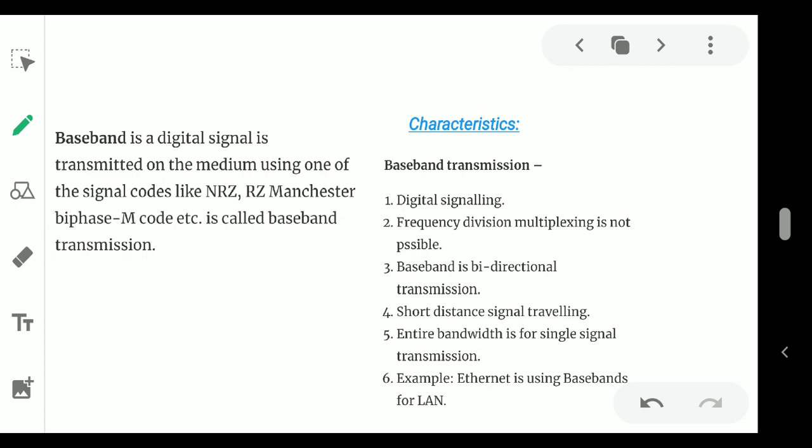Frequency division multiplexing is not possible over here. It is bidirectional, as I mentioned. Signals travel a shorter distance, and the entire bandwidth is used. An example is the Ethernet that we use in a LAN.